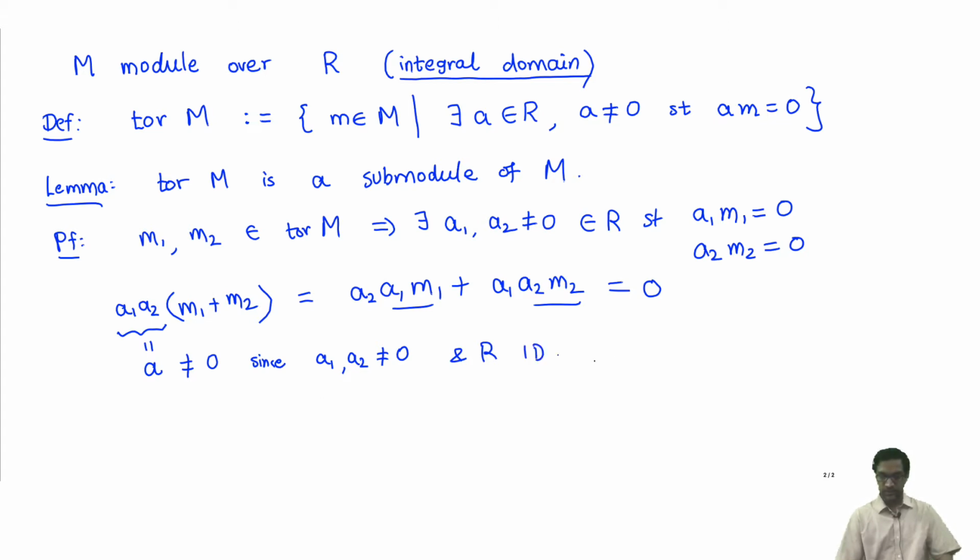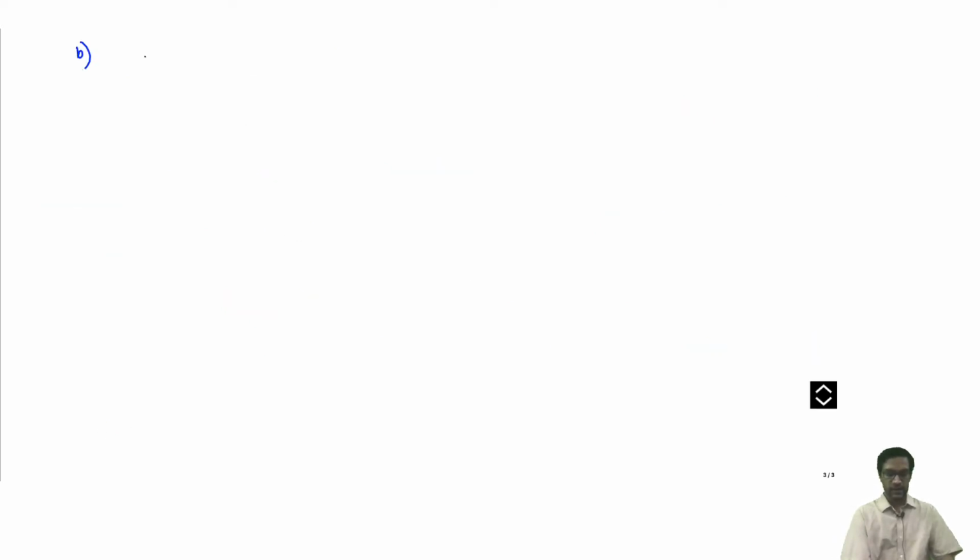So what does this imply? This means that m1 plus m2 is also in Tor of M because it's killed by some non-zero scalar. This is the first axiom of being a submodule. Second axiom, so let's go to the next page. If I take an element of Tor M, I need to show that any scalar multiple of that is also in Tor M. So I need to look at any scalar multiple, let me call it s m. s is any element of the ring R. I need to prove that this is also an element of Tor M.